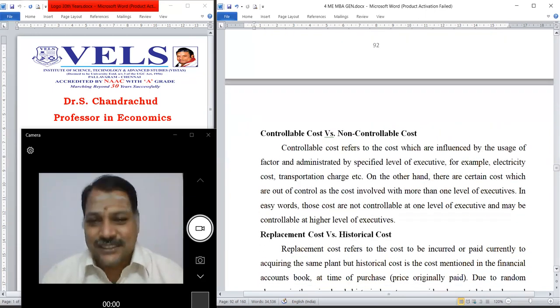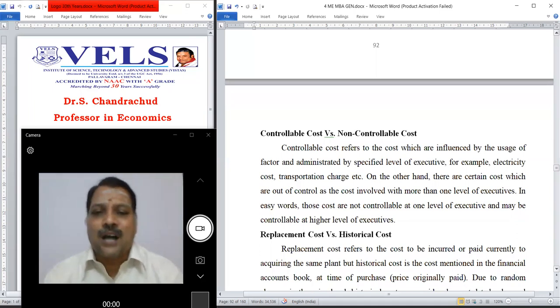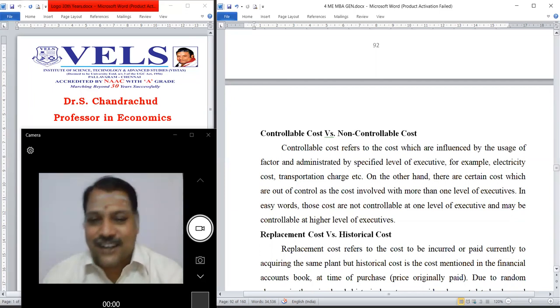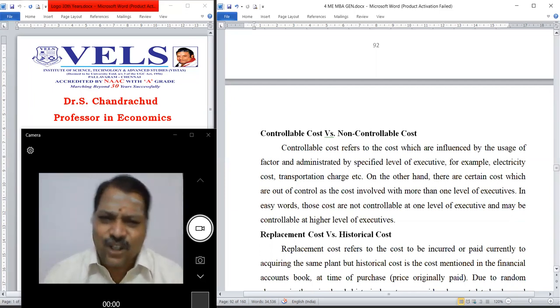Coming to the next distinction, controllable and non-controllable costs. Controllable cost refers to the costs which are influenced by the usage of factors and administered by a specific level of executive. For example, electricity costs and transportation charges, all these things are controllable costs.